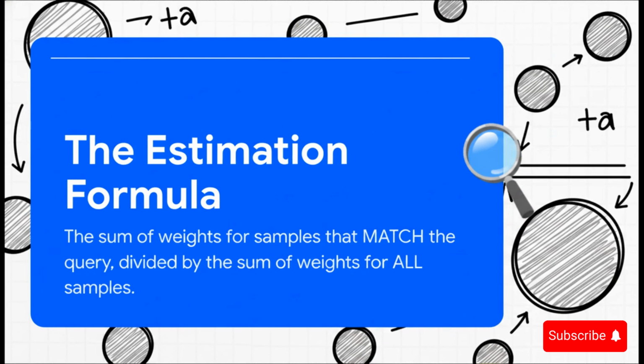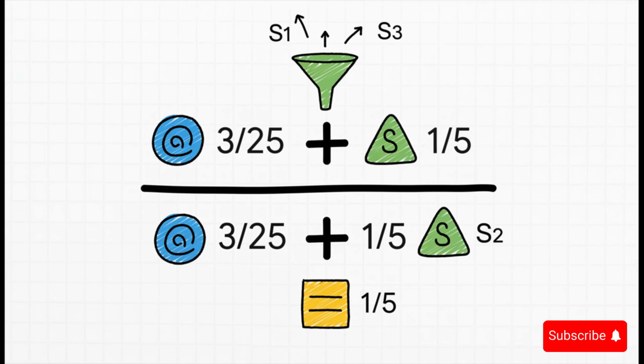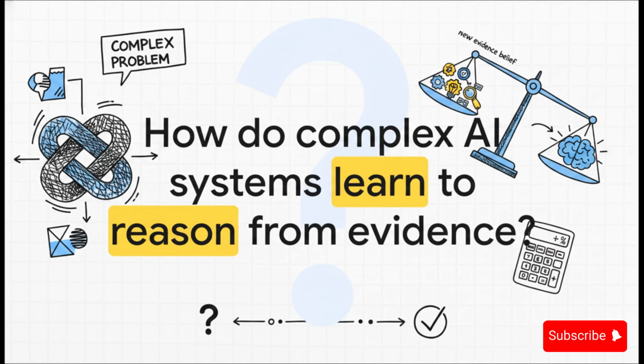And this brings us to the final formula, which is actually really intuitive. To get our estimate, we just add up the weights of the samples that match our query, and then we divide that by the sum of the weights of all the samples. It's just the ratio of the matching weights to the total weights. At this point, we're just plugging in the numbers we already found. So the weights for samples 1 and 3 go on top, and the weights for all 3 samples go on the bottom. And there you have it. We've turned a complex-looking problem into some pretty simple arithmetic.